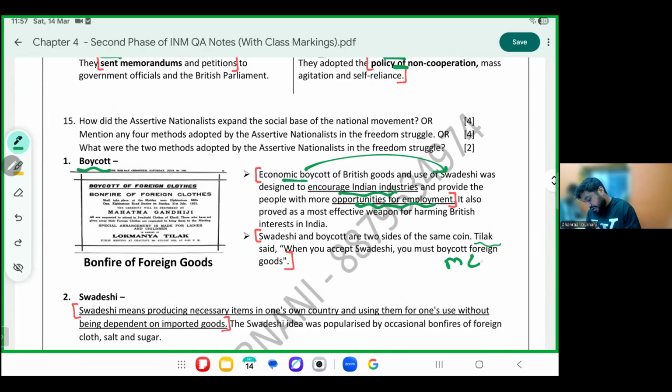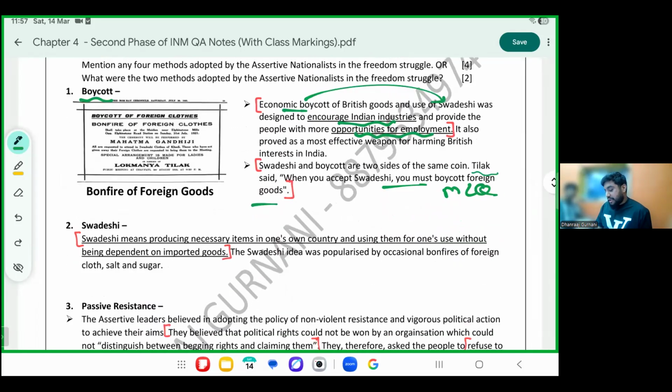Tilak said Swadeshi and boycott go hand in hand. They are two sides of the same coin. If you do Swadeshi, that means you're doing boycott. If you do boycott, that means you're doing Swadeshi. What does Swadeshi mean? Producing one's item without being dependent on anybody.